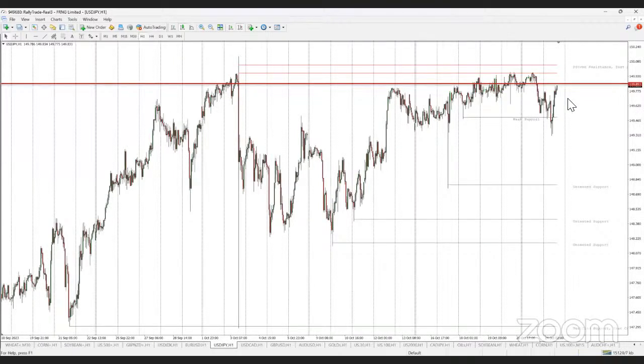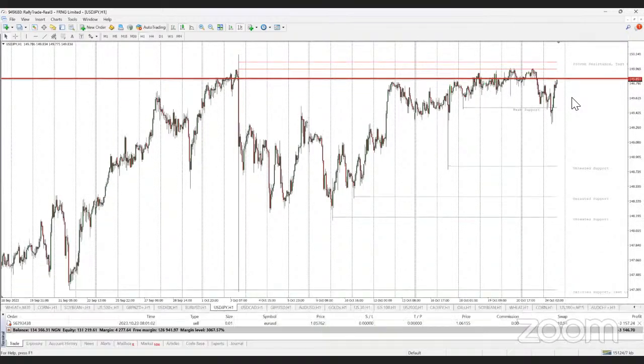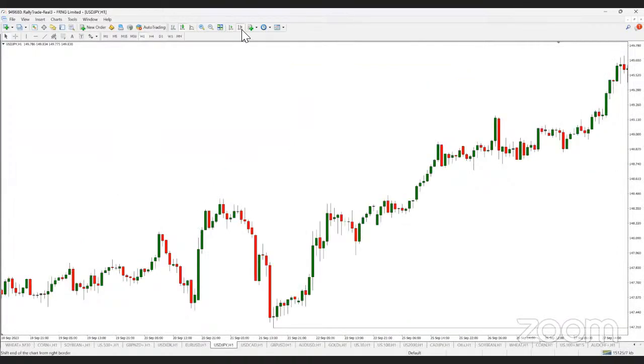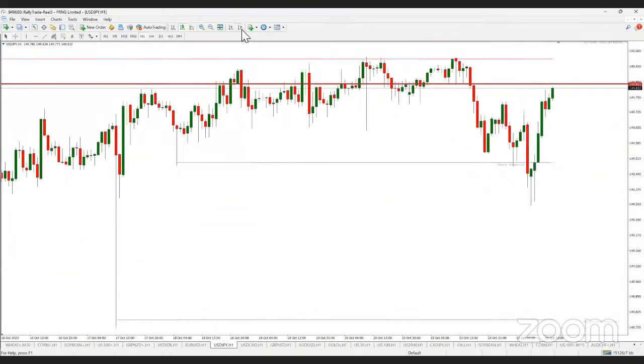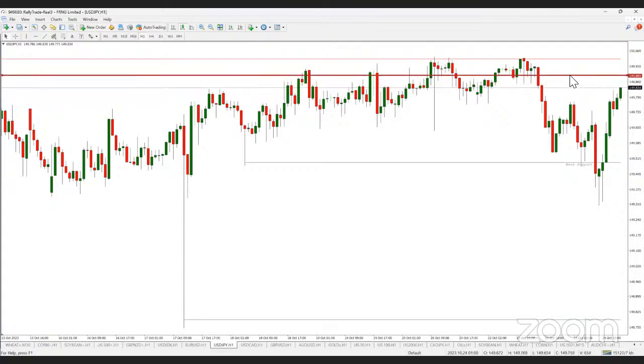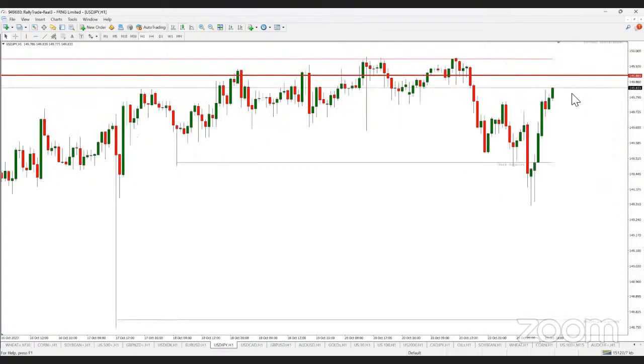But for today, yes, we're going to be going in for a buy on this particular instrument. So for USD JPY, I am going in for a buy at the current price. My take profit is going to be at price 149.889.